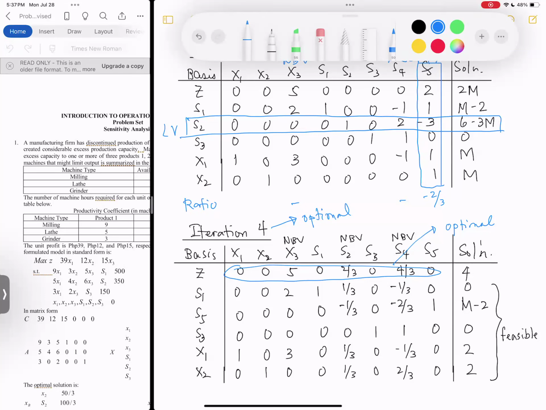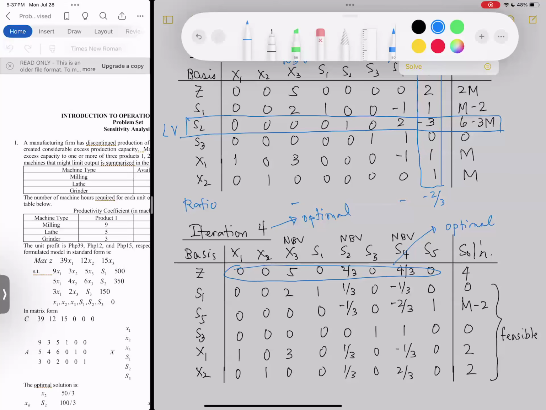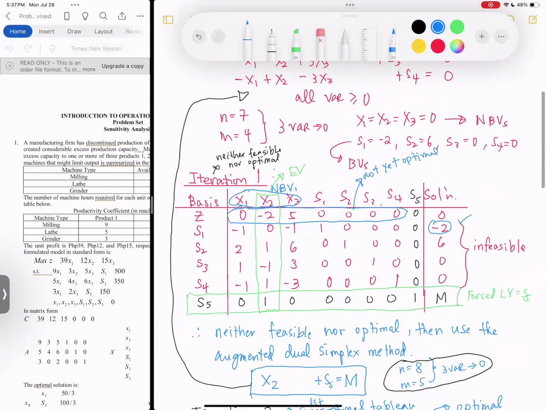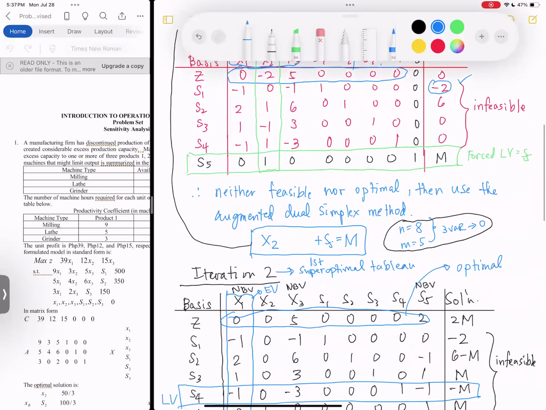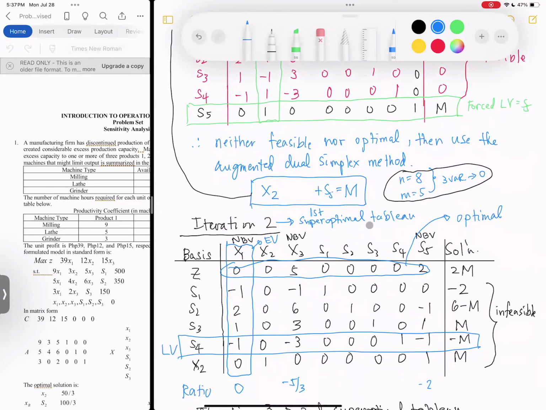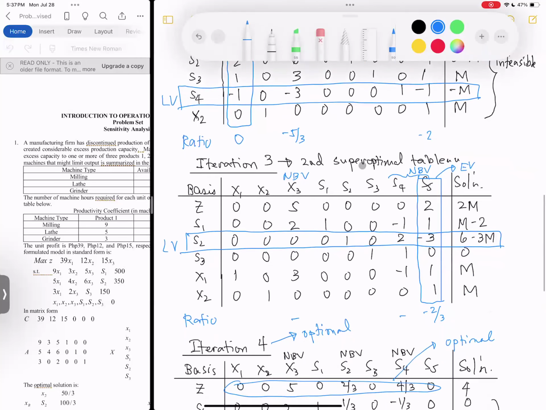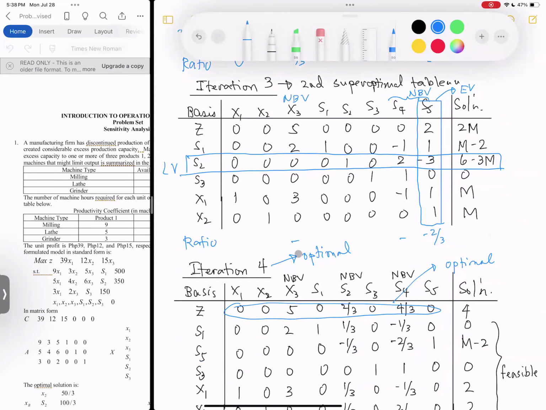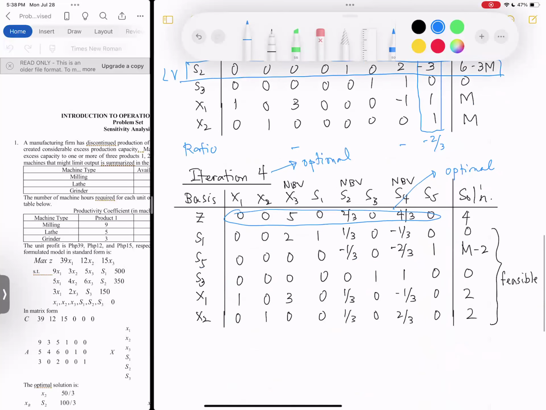So you need to understand your terminologies. Iteration 1 is neither feasible nor optimal. Iteration 2 is your first super optimal tableau in this problem. Iteration 3 is your second super optimal tableau in this problem. And iteration 4, since it's optimal already, is your optimal tableau. And then if I ask you for the optimal solution, all you have to do is just give me the values. X1 is 2. So this is the optimal solution.